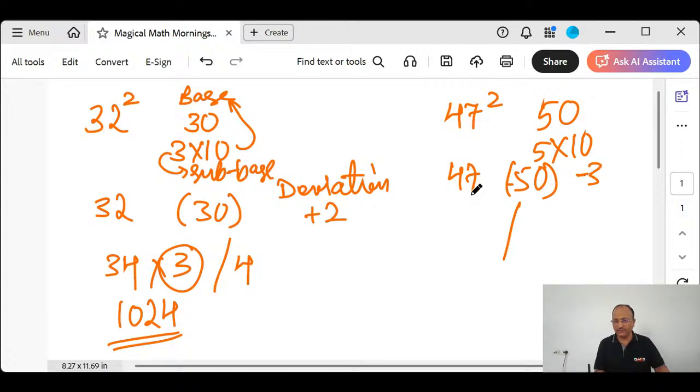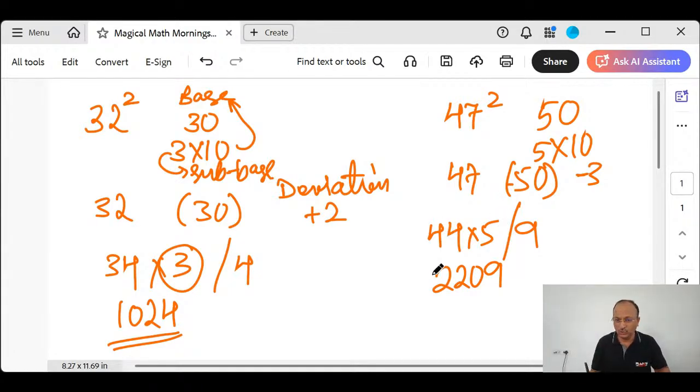So what we'll do on the left hand side, we'll take 47 minus 3, that is 44. This we have to multiply by 5. And right hand side, what we'll do, minus 3 square, that is 9. 44 into 5 is 440 divided by 2, it is 220 followed by 9. 2209. See, 44 is multiplied by 10 and divided by 2 we'll do for multiplying with 5. Correct? That trick we are going to use here. 2209.